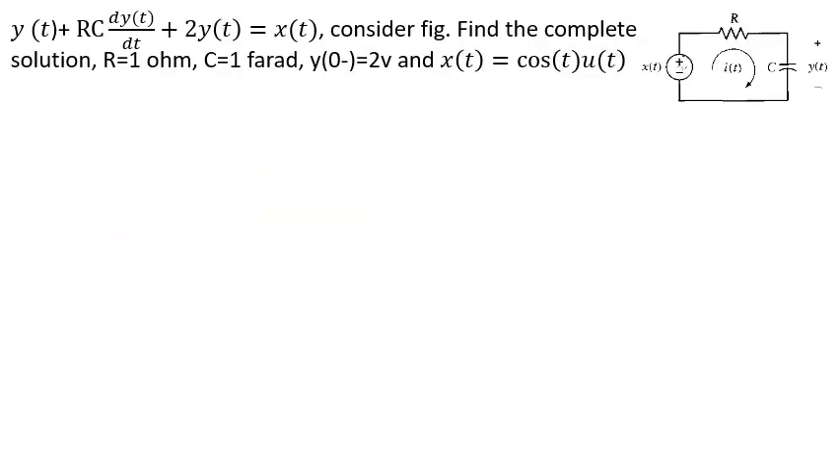So here is another numerical example, and we have to find the complete response. The circuit shown in the figure here has a differential equation equal to this one. We are given R equals 1, C equals 1, and the initial condition is y of minus 0 equals 2, and the input signal x of t equals cos of t, u of t.